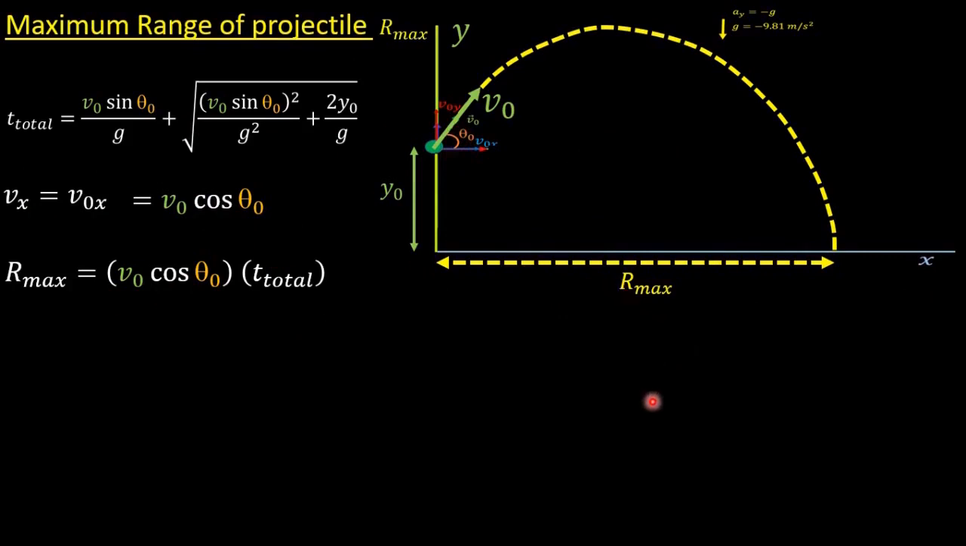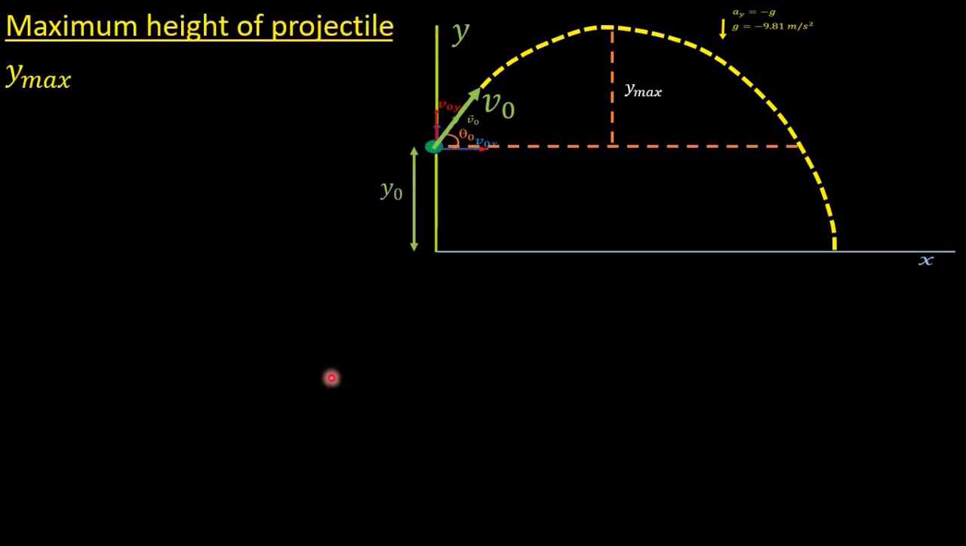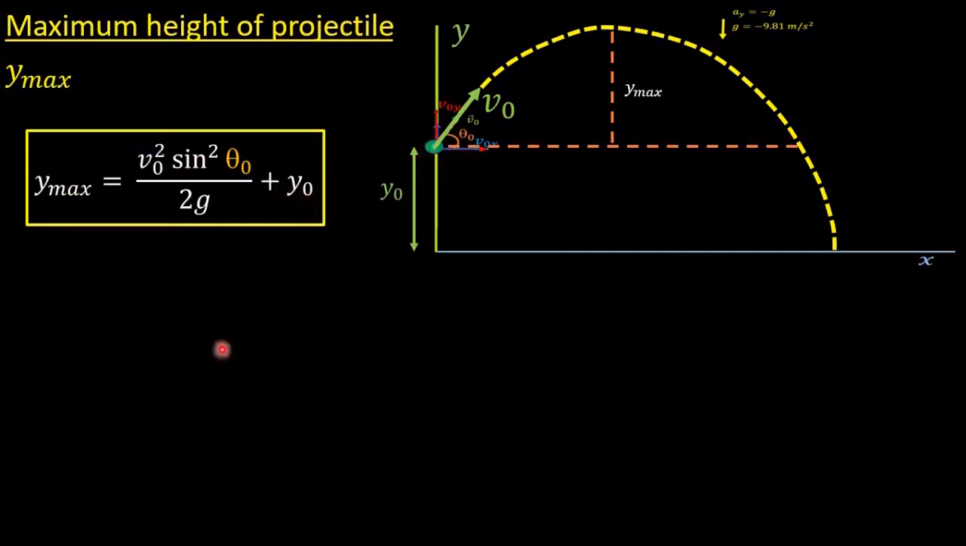Okay, so r sub max. If we substitute that in, we get that equation there. And now the maximum height of the projectile. Remember y max was this, and then we just add y sub 0 onto that because it started off from height y sub 0. So that is the maximum height of the projectile, y sub max.